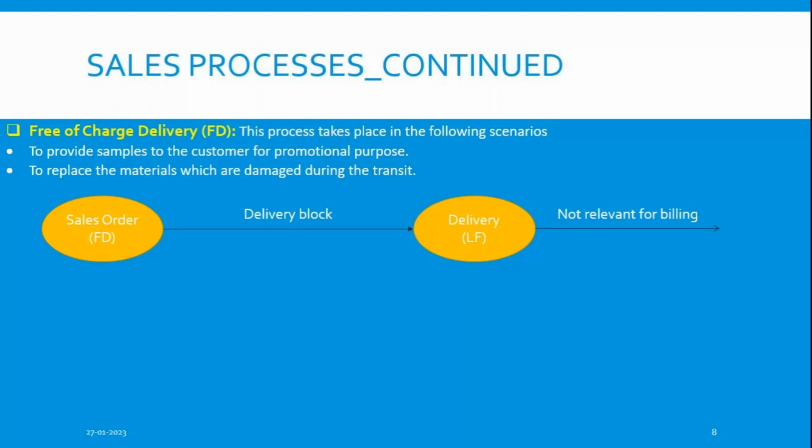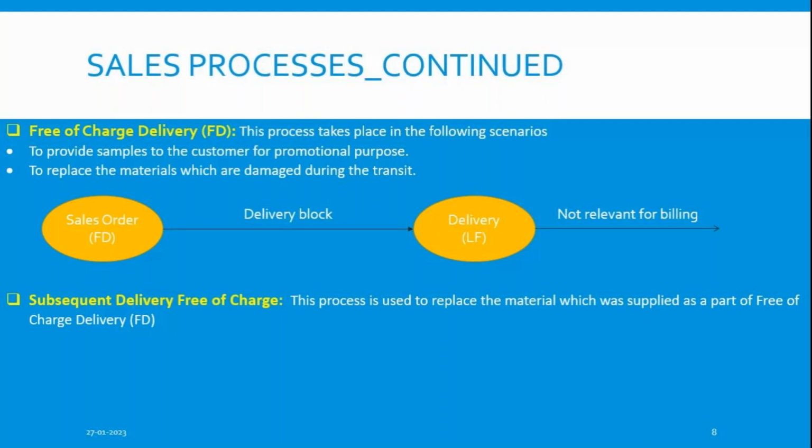They want to have a check actually. Okay, they want to have a control so that they just review it and process it. Very important point is that free of charge delivery by default goes for a delivery block. In addition to this free of charge delivery process, we have subsequent delivery free of charge.